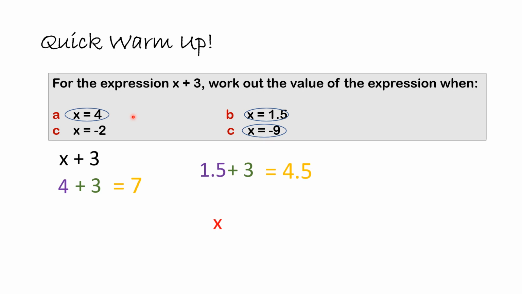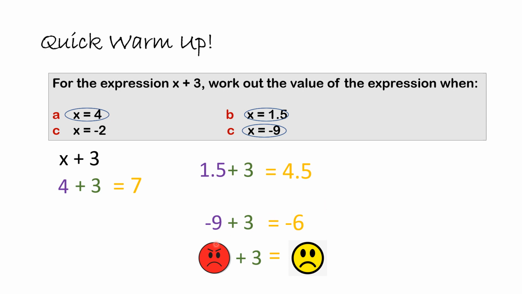1.5 plus 3 is equal to 4.5. Now for c, we have a negative value. Again, x plus 3, take out the x, bring in the negative 9, negative 9 plus 3. So a quick analogy here, you can imagine that negative 9 means a really angry person, and you give that guy a bit of positivity in his life. So he's going to be a little less negative than before, but still negative. So negative 9 plus 3 is equal to negative 6.